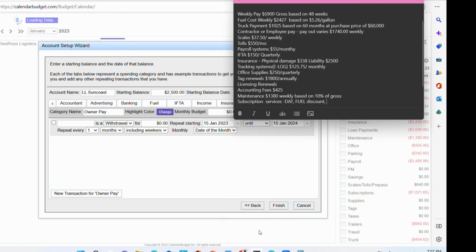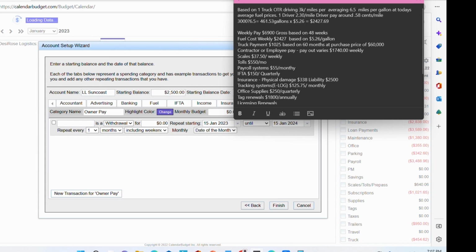I'm going to pull the transactions here that I listed, and I'm going to go over what these mean. I based this calendar off of one truck driving over the road for 3,000 miles per week. This particular truck will average 6.5 miles per gallon. And at today's fuel prices, it's going to be somewhere around $5.26 per gallon to fill that tank up. So follow along with that.